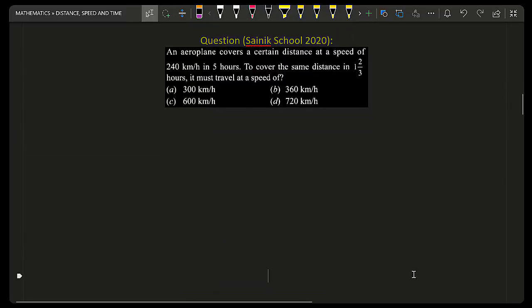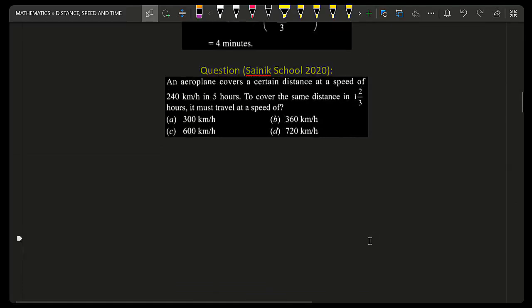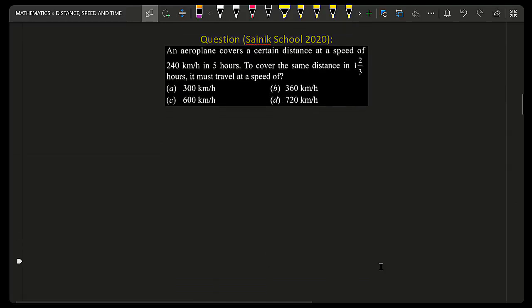Next question came in the 2020 exam. An aeroplane covers a distance at a speed of 240 kilometers per hour in 5 hours. To cover the same distance in 1 2 by 3 hours, it must travel at a speed of dash.